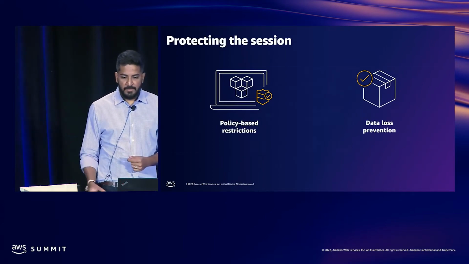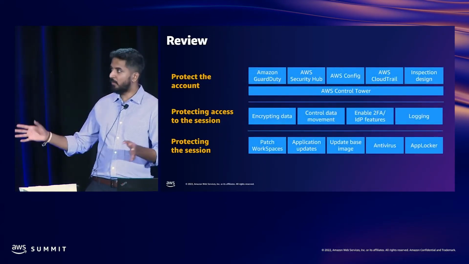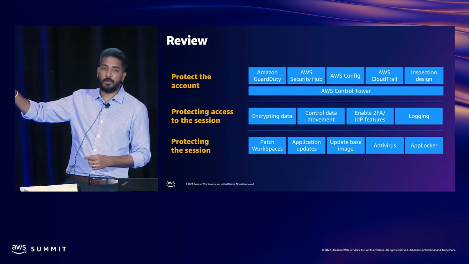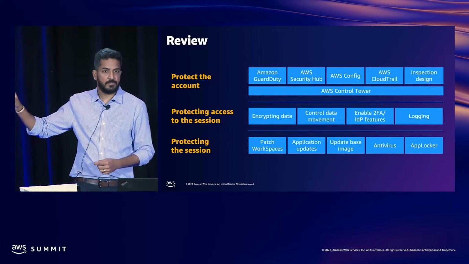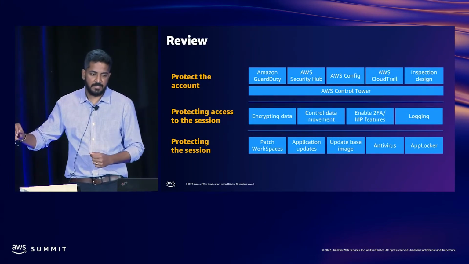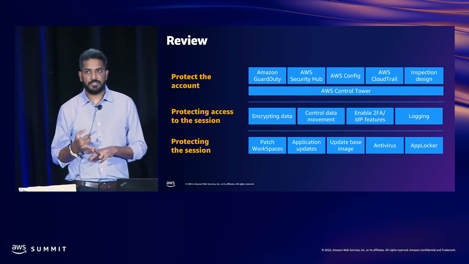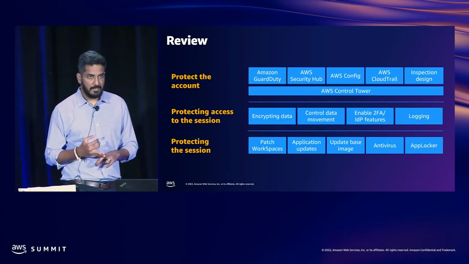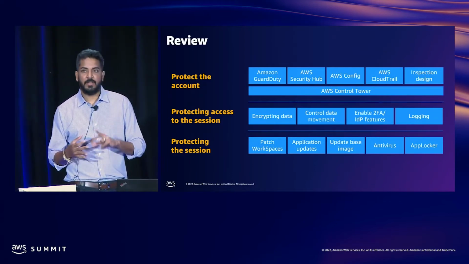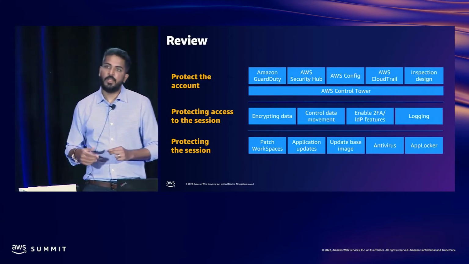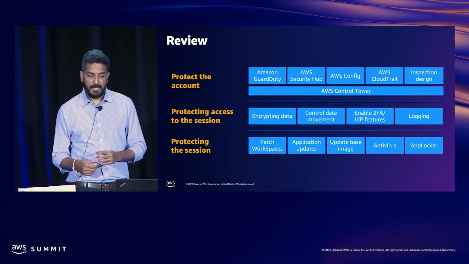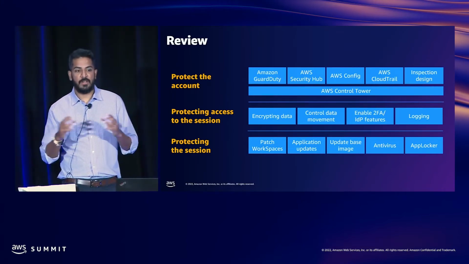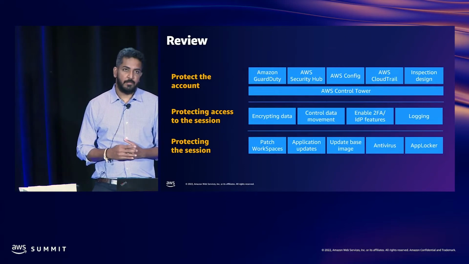So with that, I just wanted to quickly go over what we discussed, right? The three big components which we spoke about is protect your account. To protect your account, here are the tools which are available. So this summarizes what we discussed: GuardDuty and Security Hub, which ensure you're maintaining the best practices and all the industry standard compliances; AppConfig; CloudTrail, which helps you to monitor your accounts and account activity; inspection design; and then this all overlays on the AWS Control Tower.